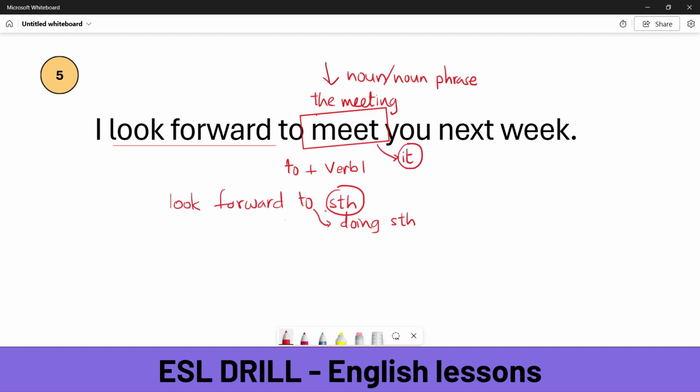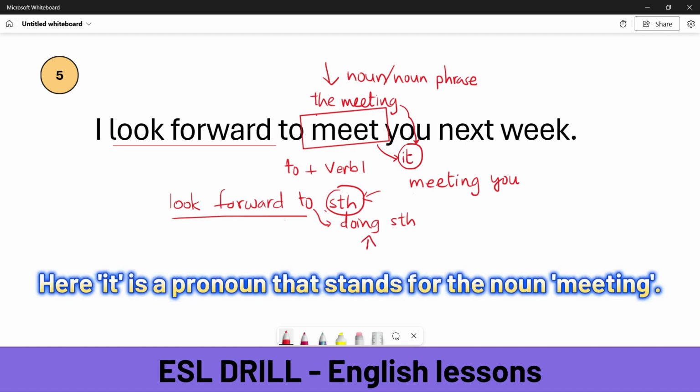Here, it may mean meeting. You're talking about meeting and you have already mentioned the word meeting. Now you say it. I look forward to it. Or you can say, I look forward to something. Like, I look forward to the meeting, noun phrase, or I look forward to meeting you. What is that doing here? Meeting. I look forward to meeting you next week. So remember this one. After look forward to, we use either a noun or noun phrase or doing something.